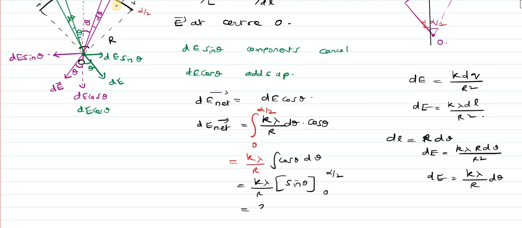So here what it will be? K lambda by r into sin alpha by 2. Clear?